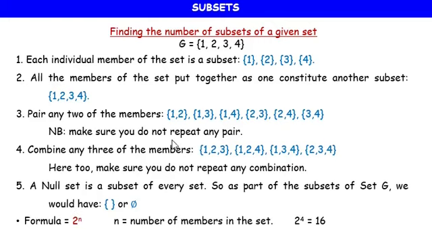If we use this formula to determine the number of subsets of set G, we write 2 to the power 4 because set G has 4 members. 2 to the power 4 gives us 16. So you see it tallies: when we counted the subsets we had 16, and when we used the formula we also had 16. That is how to determine the number of subsets of a given set: 2 to the power n, where n is the number of members of the set.